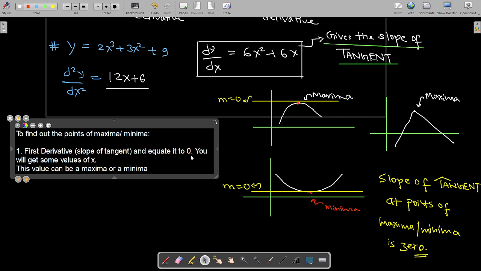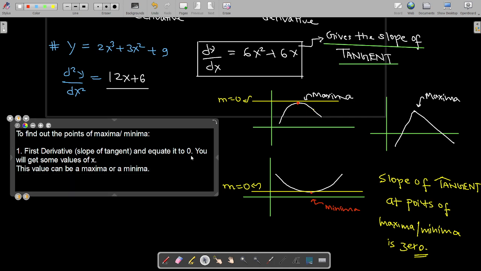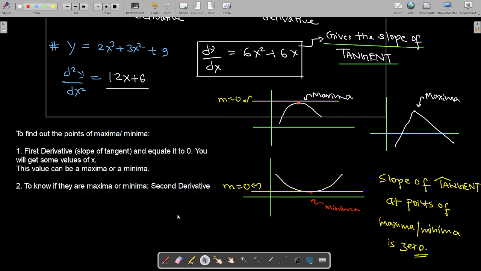To know if they are maxima or minima, what do you do? You do the second derivative. Okay, do the second derivative. To know if they are maxima or minima, you do the second derivative.